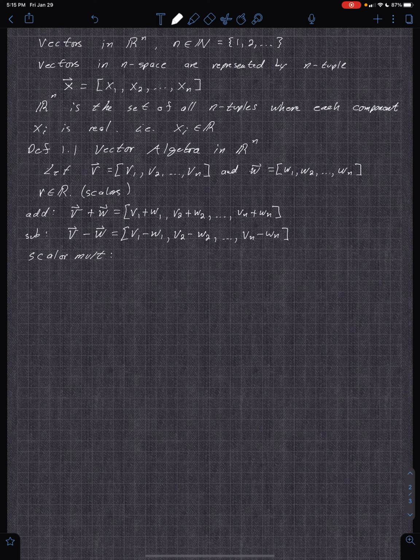So scalar multiple for R, so R times your V, and I'll write that out as a vector this time. So that's V1, V2 to Vn. And so that's equal to, you just multiply each component by R, right? Just like before. RV1, RV2, etc. to RVn.